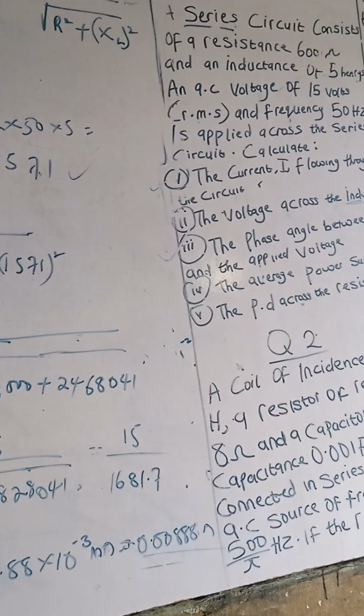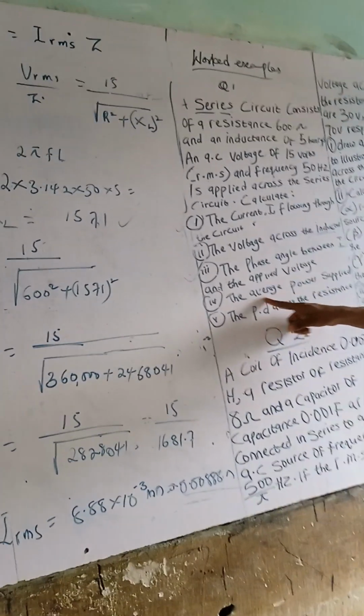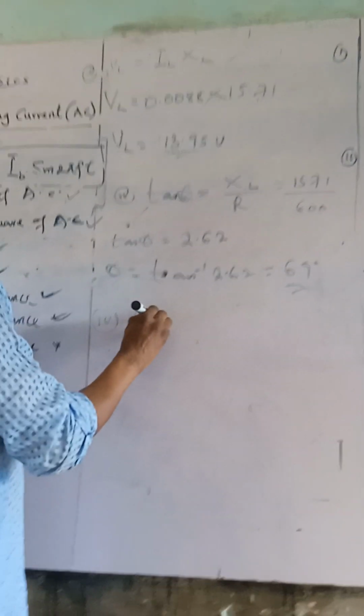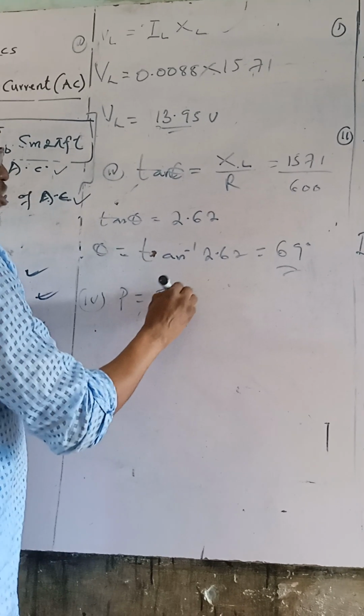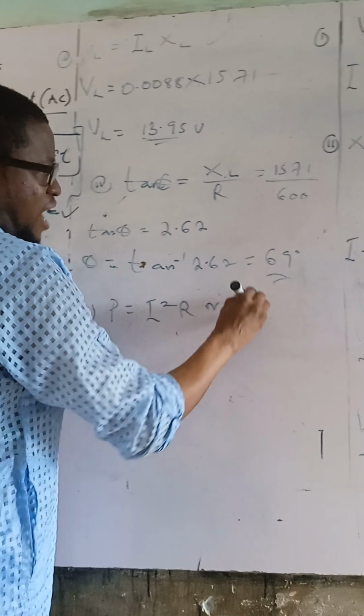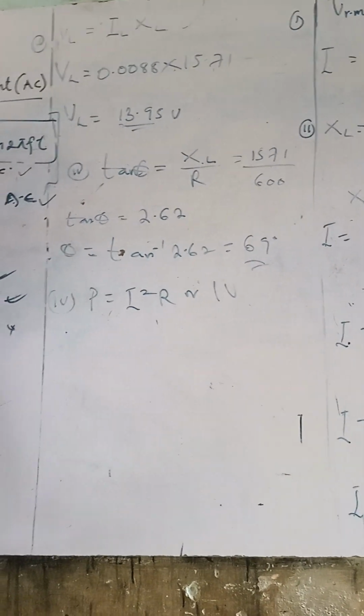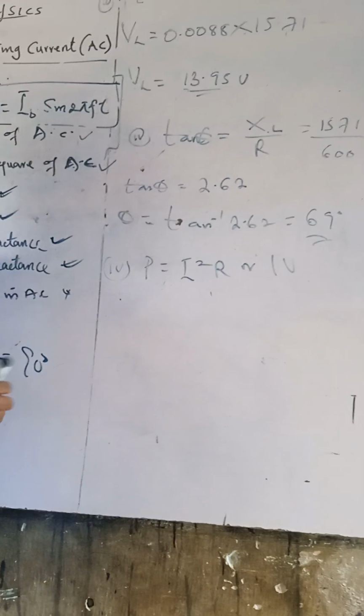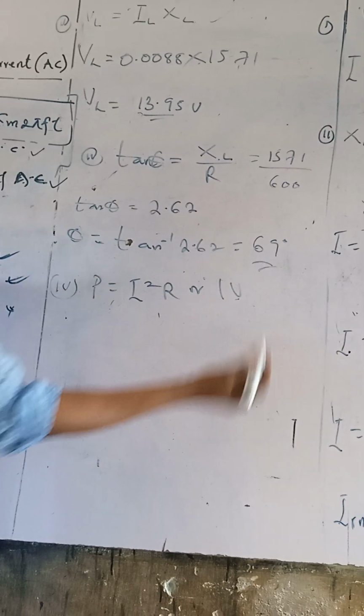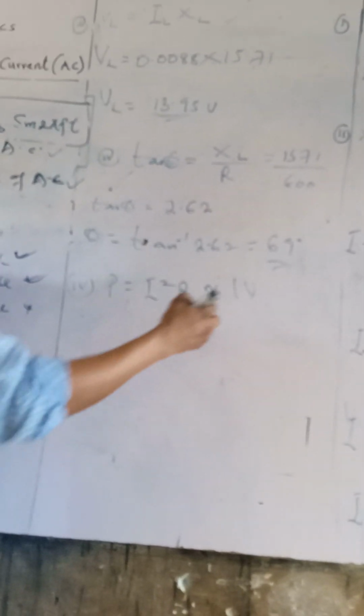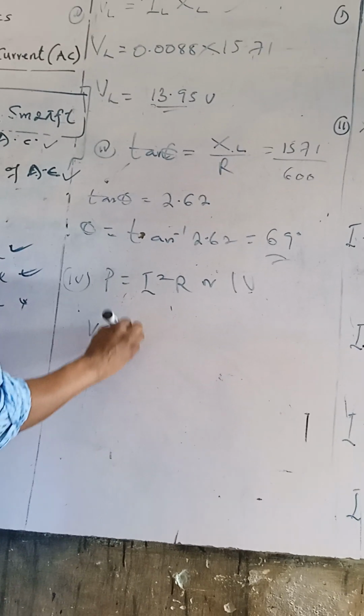So we can go for Roman figure 4 now. What says Roman figure 4? The average power supply. Whether they use the word average or not, power in physics is I square R or IV. This IV is also derived from I square R because V itself in physics is IR. So V is equal to IR.